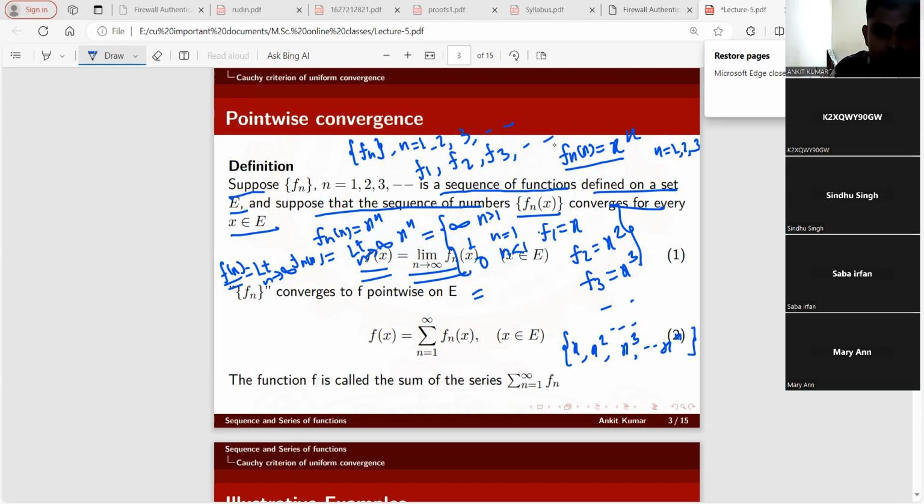If we put x = 2, then 2 to the power n goes to infinity. If we put x = 1/2, then it is 0. And if we take x equal to 1, then it is 1. So overall, we can say that the value of f(x) is infinity, 1 and 0. So the limit as n tends to infinity of f_n(x) is equal to f(x). This is the basic concept.